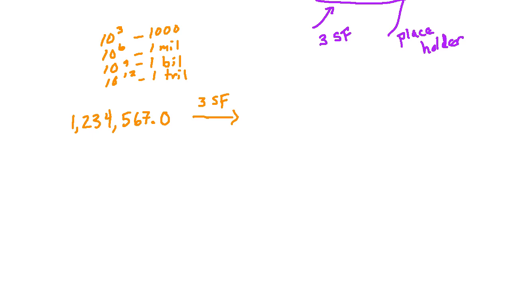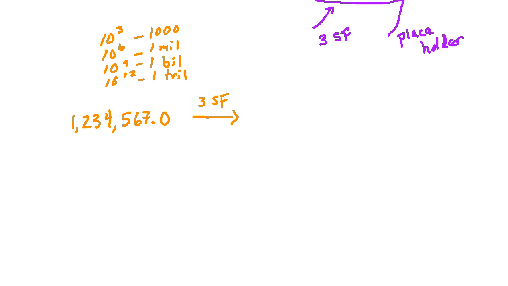If you know your 3, 6, 9, 12 stop-off points, then you know anything in between there would be 10 million, 100 million, then you hit a billion. 10 billion, 100 billion, then you hit a trillion, and so on and so forth.